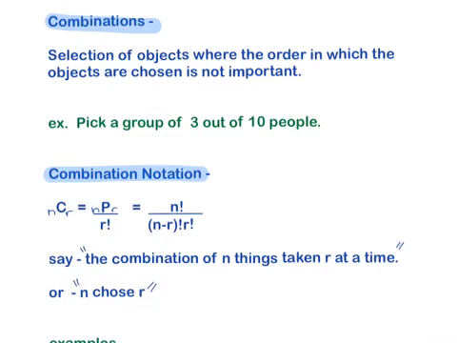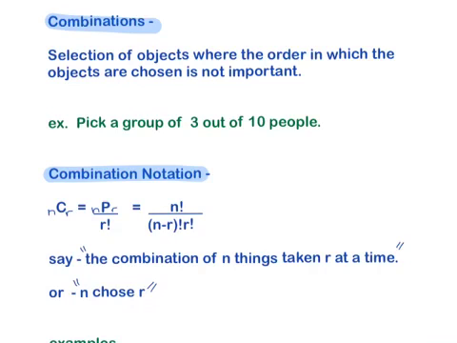Now let's look at combinations. So here we have combinations. A combination is a selection of objects where the order in which the objects are chosen is not important. Okay? In permutations, remember, I was trying to figure out the order of A, B, and C. So obviously the order is important. So an example here is picking a group of 3 out of 10 people. Doesn't matter if I have A, B, C as my 3 people, or if I have C, B, A, that counts as one group of 3 people.